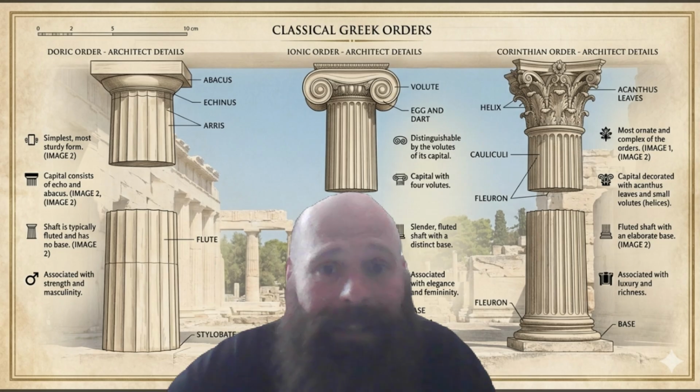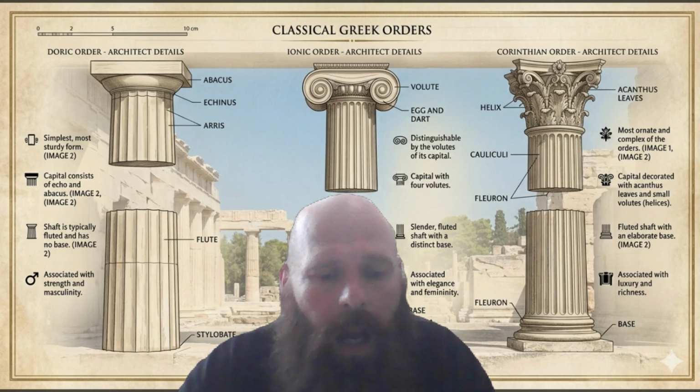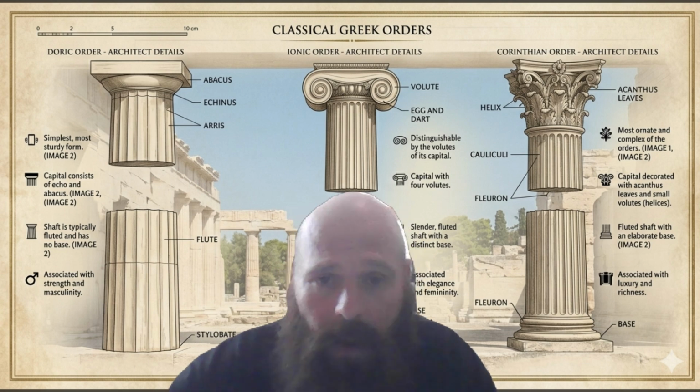The capital is simple, as you can see, okay, from the abacus, echinus, aris. It's really simple. Without any decoration, and it is decorated with 3 to 5 carved lines, the echinus and the abacus, and simple vertical carvings. This was the Doric. Now let's switch to Ionian or Ionic rhythm.